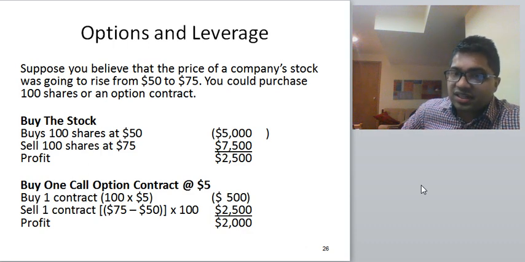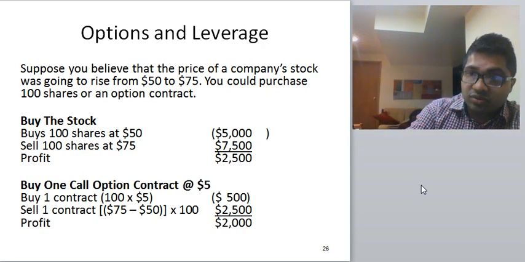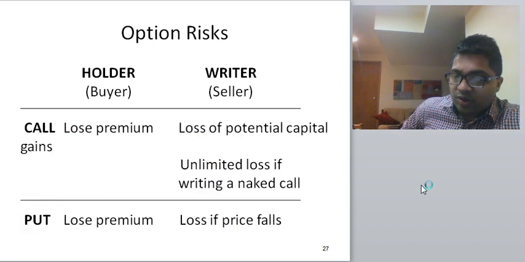into 100 stocks, that is $500, and when the price goes to 7,500, you make a profit of 2,500, but you have already paid 500, that is not returned to you, so you make profit of 2,000 by paying only 500. So percentage profit is more.